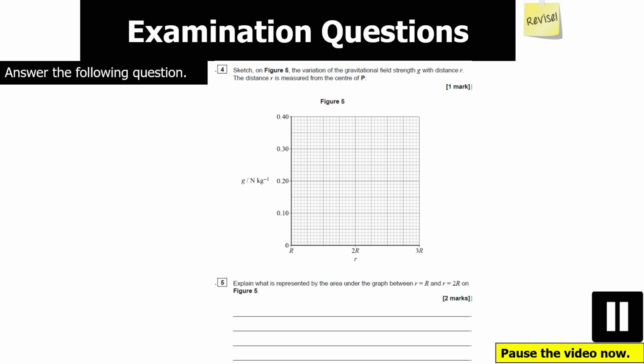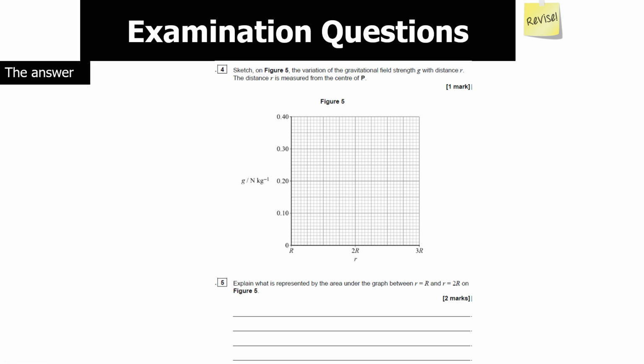Right, so how do you answer this particular question? Well, what you should understand is as follows, that the gravitational field strength is linked to the distance by the equation g equals big G m over r squared. So because big G and m in this instance are constants, we can say g is directly proportional to 1 over r squared. So it's going to follow the inverse square graph.